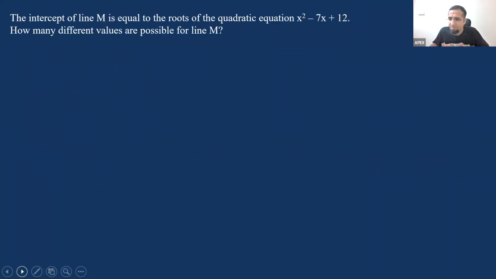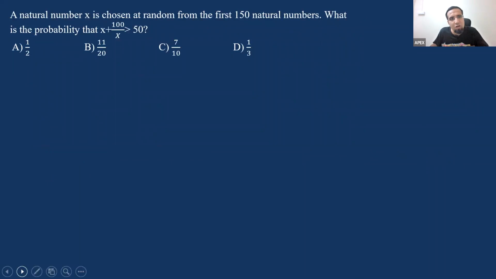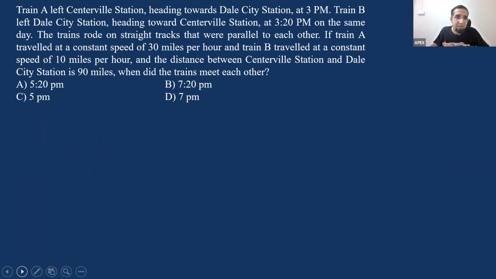quadratic, I would leave it. Clear? Again, natural number is chosen at random. First 50 natural numbers, leave it because you have not seen it. Last question, which is of trains, right? So I think we should have solved that numbers question.